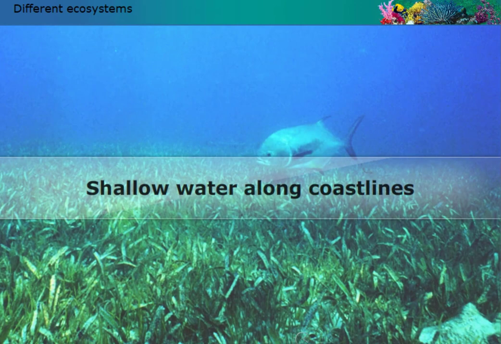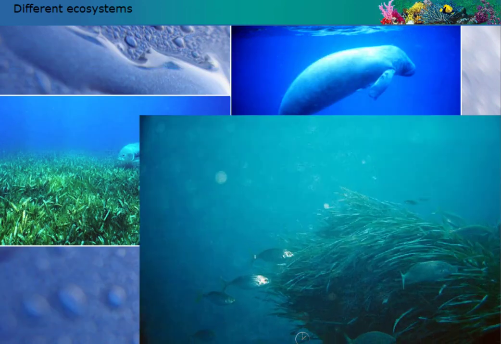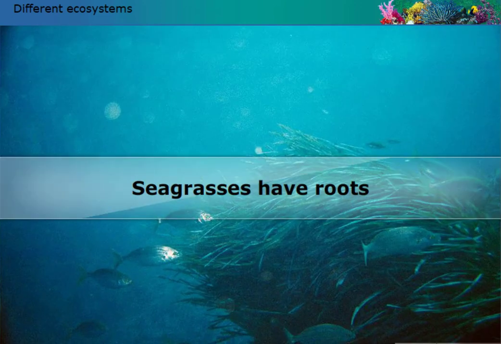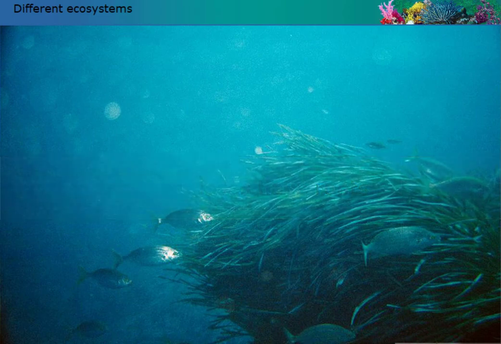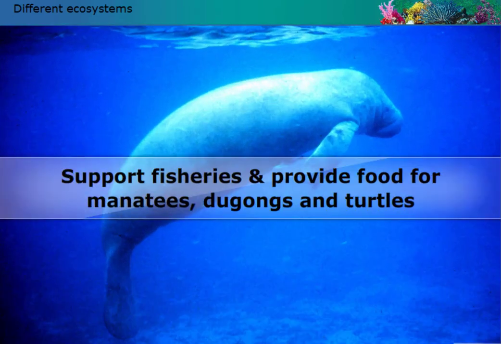Seagrass beds grow in shallow water along coastlines throughout the world, except in the high polar regions. Seagrasses are different from algae because they have roots that help move nutrients throughout the plant. But seagrasses are similar to algae in the way that they produce energy from sunlight, photosynthesis. Seagrasses support commercial fisheries and are a direct food source for species such as manatees, dugongs, and turtles.